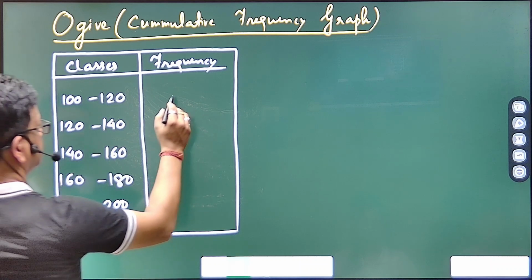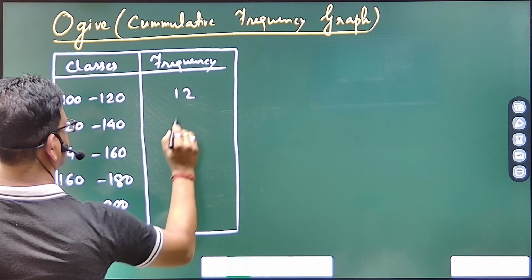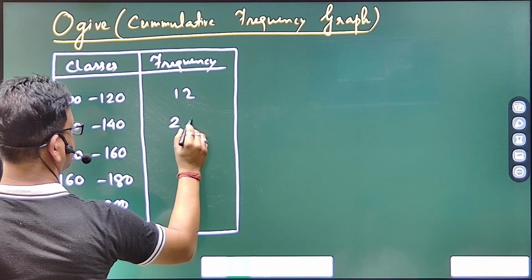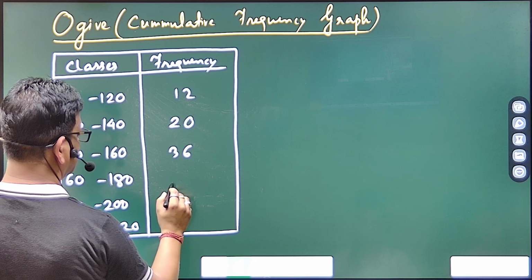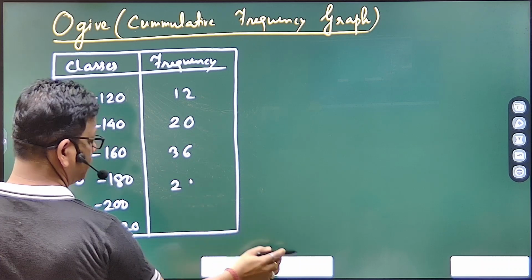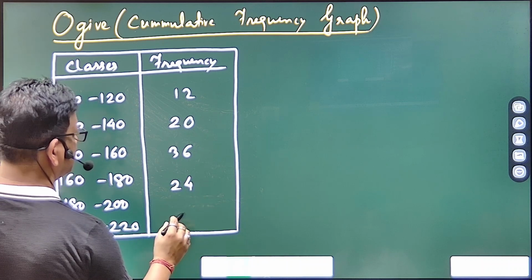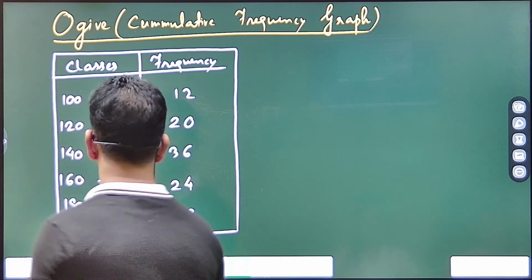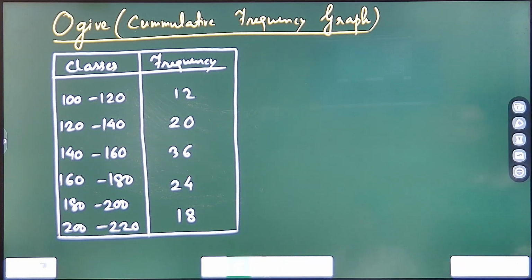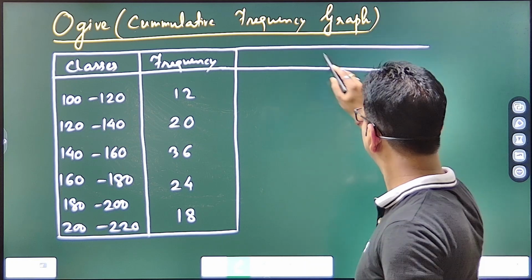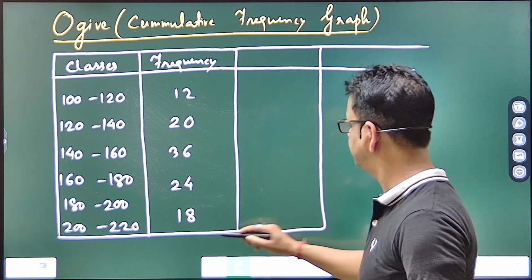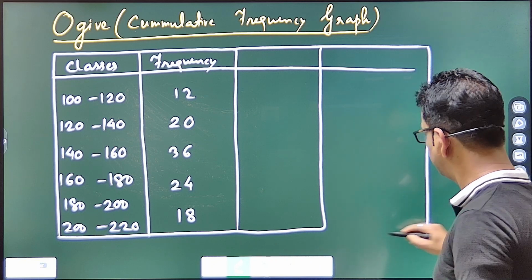Frequencies, suppose 12, 20, 36, 24, and suppose here 18. Question is how to make OGIV. All right. So to draw the OGIV, we need to get the cumulative frequency, but two times we need to get cumulative frequency. So this is slightly different.